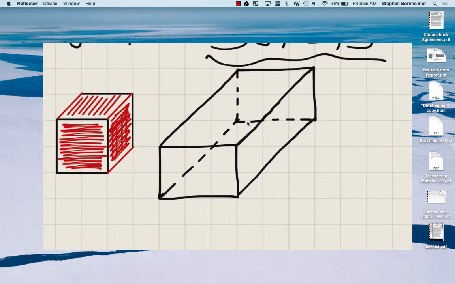So you draw two rectangles, you connect them with the lines to the corners, and then you make some of the lines solid and some not.